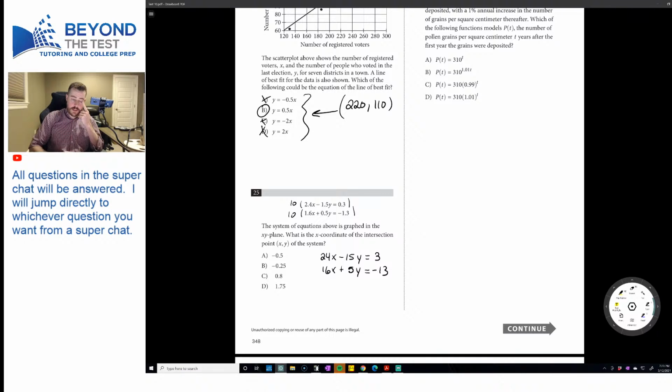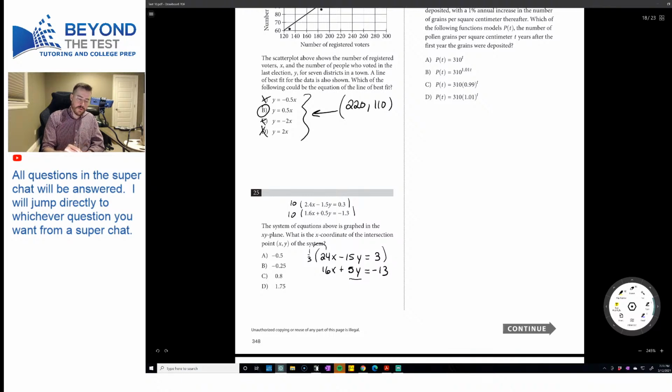Next thing I want to do is get 2 of the numbers to be the same with opposite signs in front of them. Well, I notice I have a 5y here, and if I just divide 15 by 3, I'll also get that 5 with a negative sign in front. So that's what I'm going to do. I'm going to take a third of that entire top equation there.